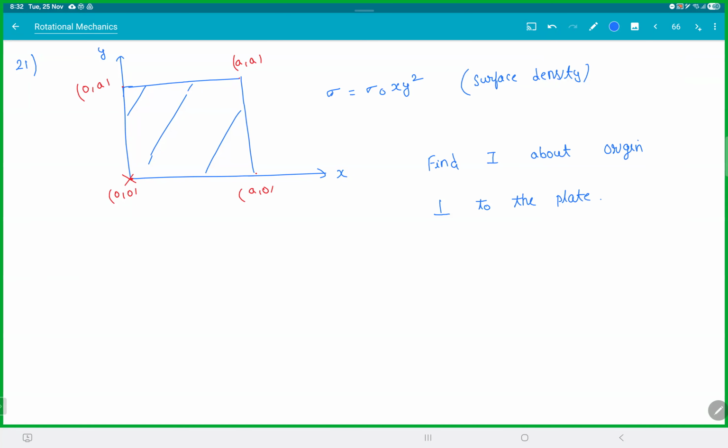Hope you guys remember, we did something like this for center of mass. Others can solve?